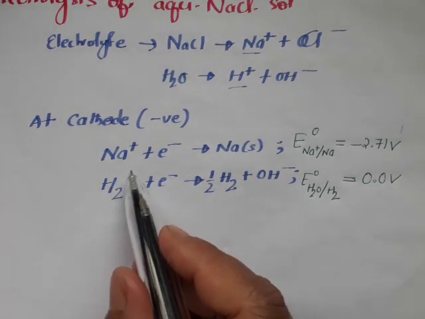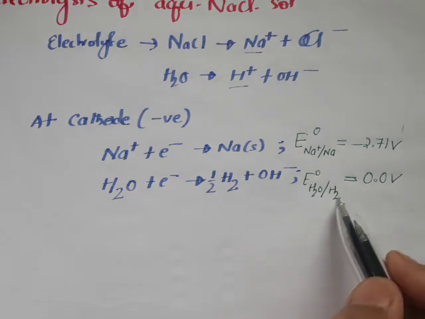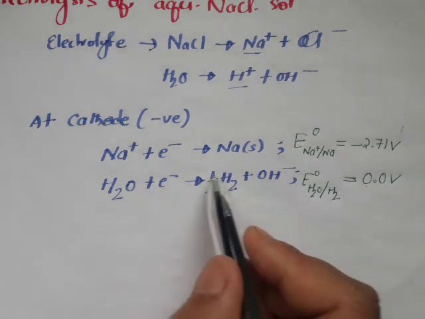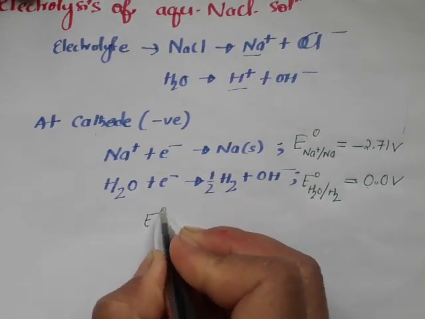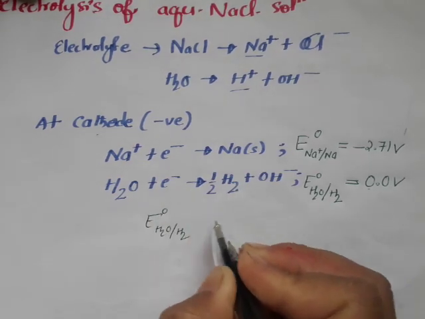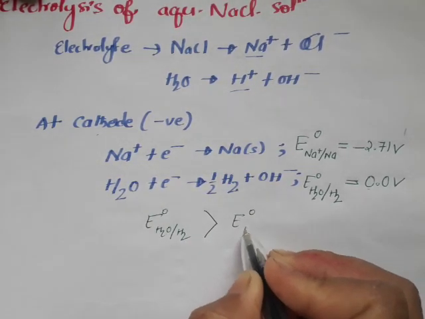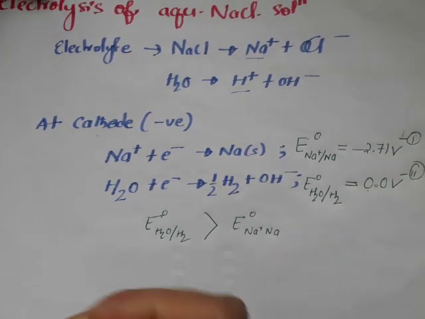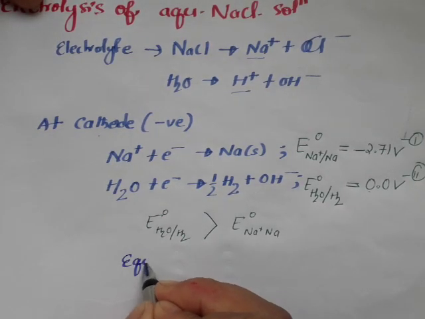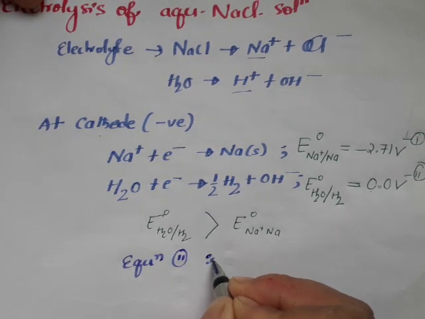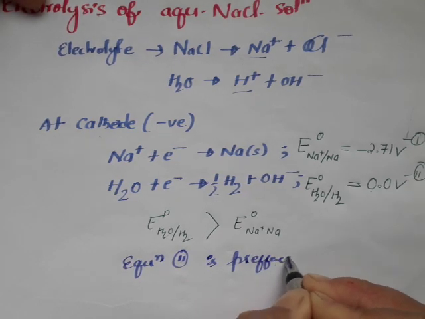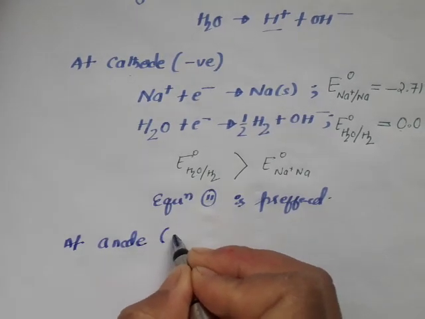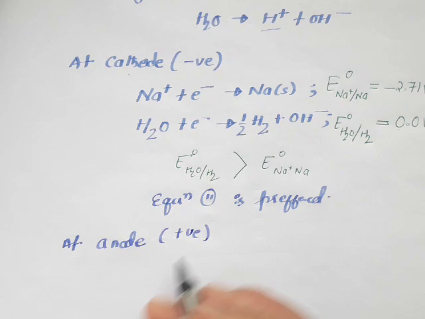Now if we compare the electrode potential of these two reactions, which is higher? 0.0, right? So the one with the higher electrode potential will get reduced at the cathode. So the electrode potential of this one is greater than the electrode potential of sodium. Let this be equation 1, this be equation 2. So equation 2 will be preferred. Similarly at anode, which is your positive electrode, which ion will migrate? Your chloride and hydroxide ion.